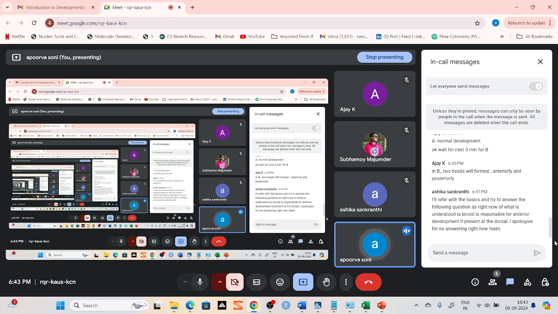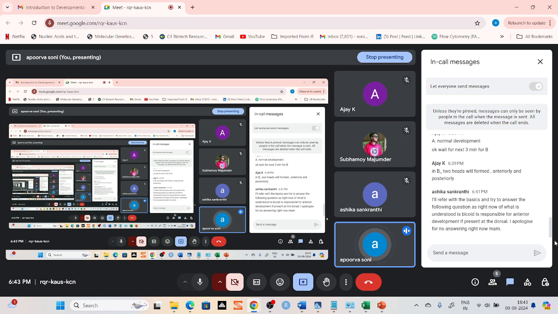Fine. So first of all, I want to appreciate Ashika that she tried to answer the question. Now let us see what she has answered. I referred with the basics. I tried to answer the following question as what is understood is bicoid is responsible for anterior development if present at the dorsal, okay.